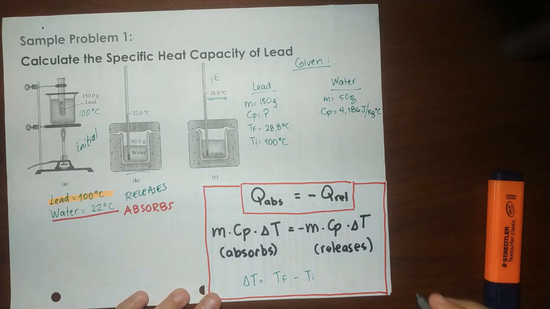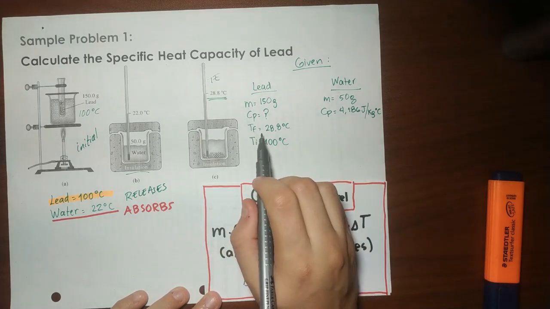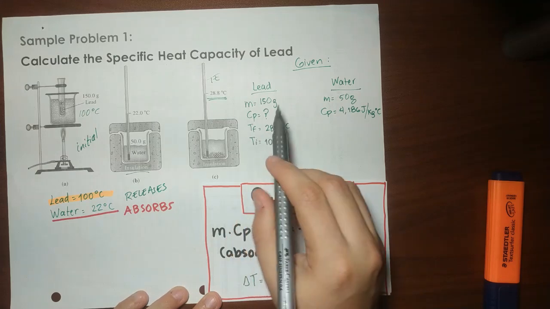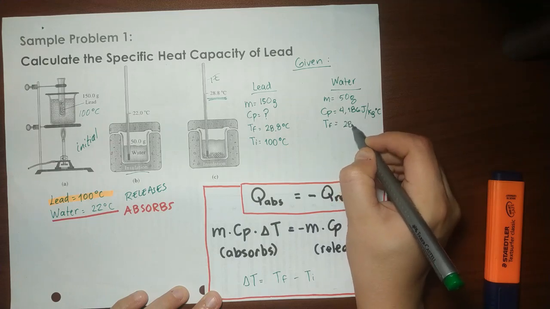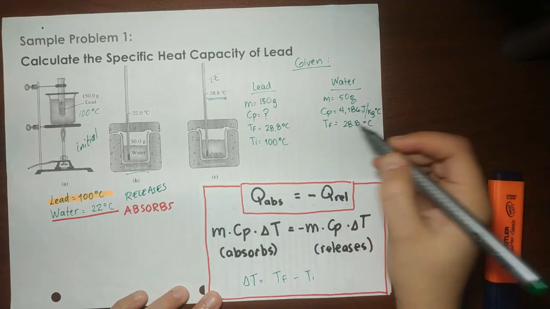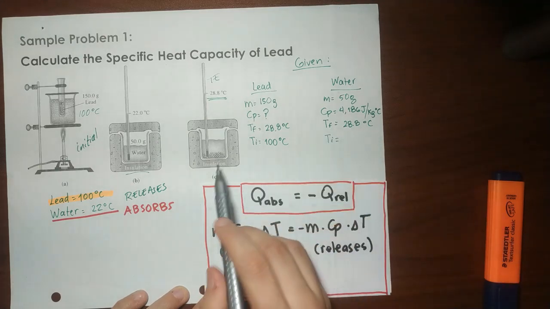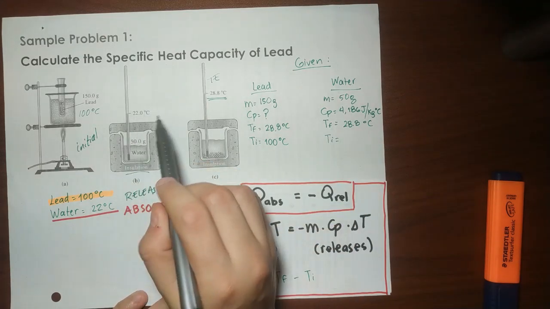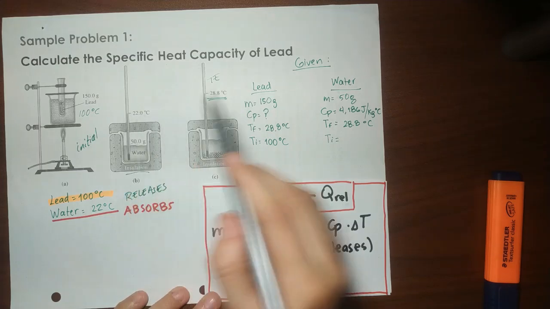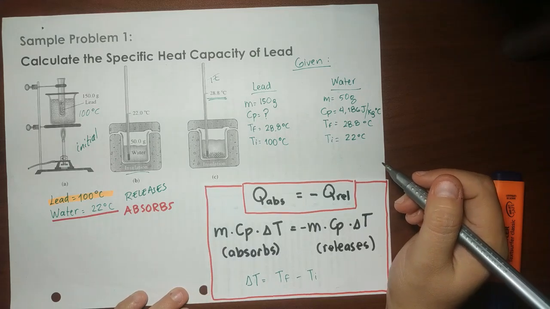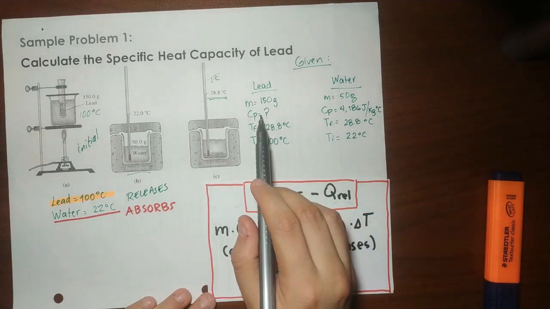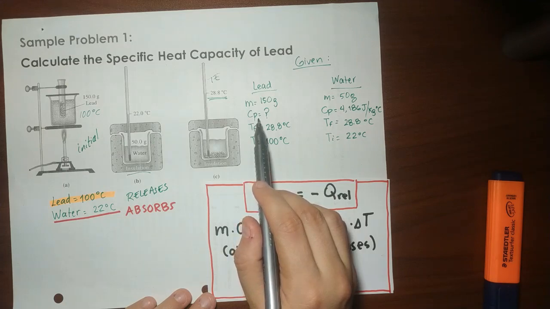Now, thermal equilibrium means that it is the final temperature for both substances. So the final temperature will be the same for lead but also for water. But my initial temperature of water was different. If we take a look at the image here, we have the initial temperature of water to be 22 degrees Celsius. Now I need to find the specific heat capacity of lead.